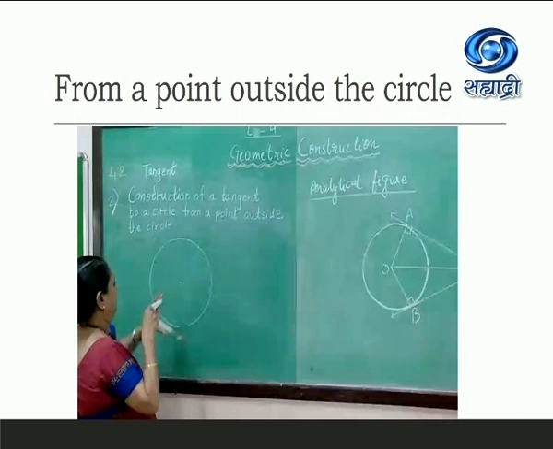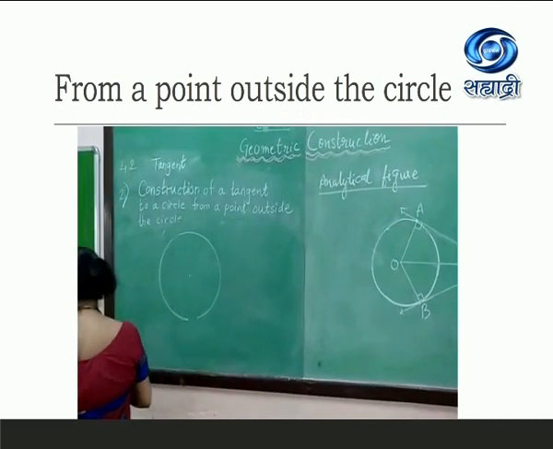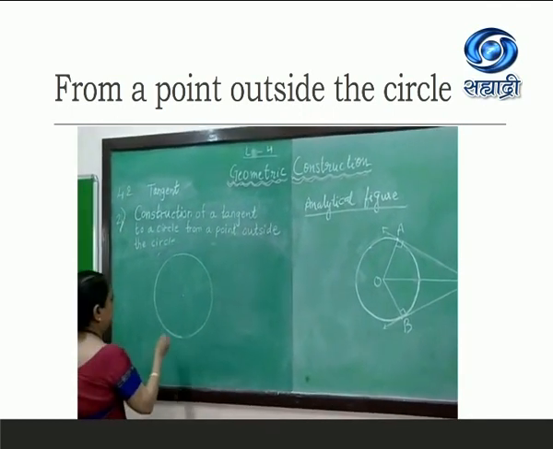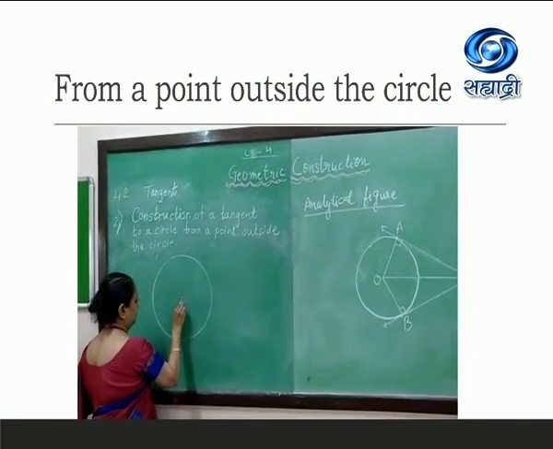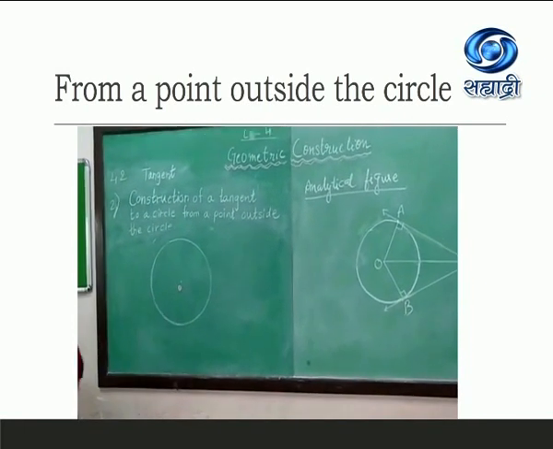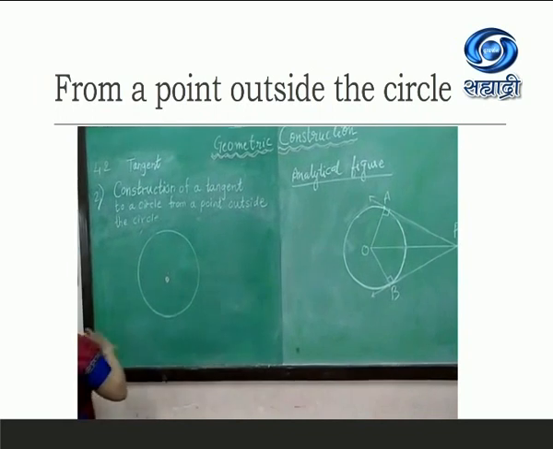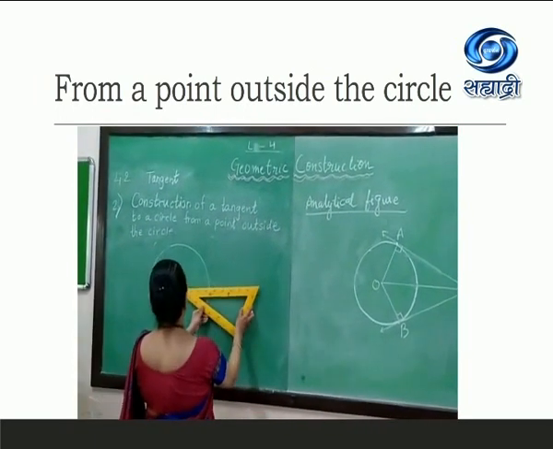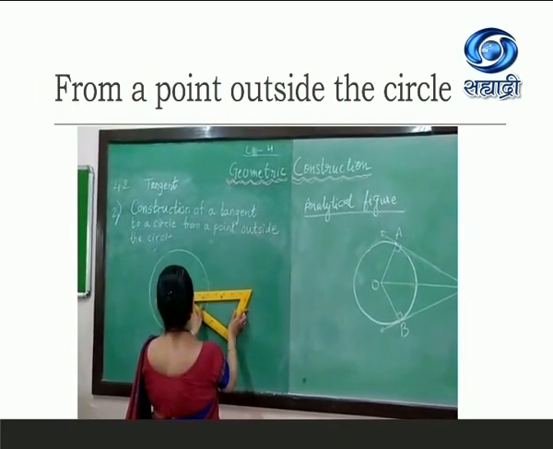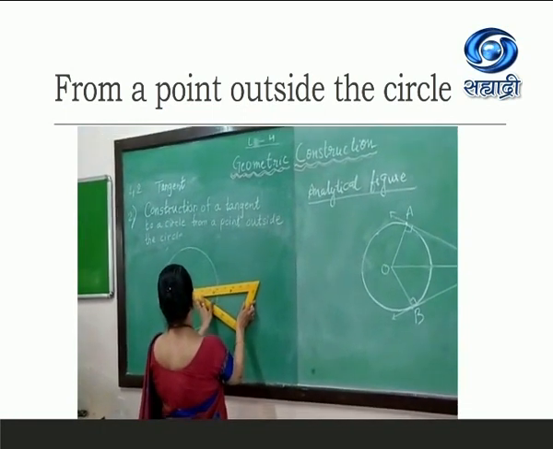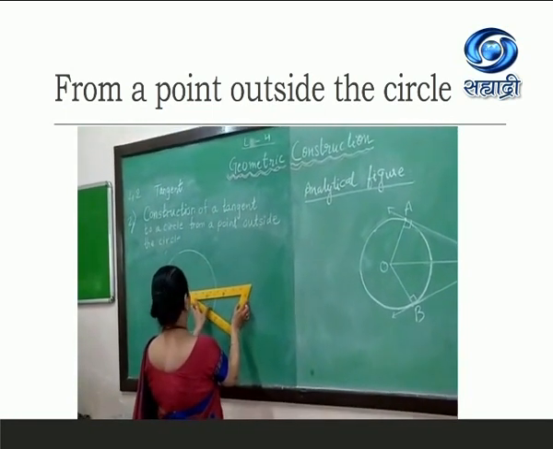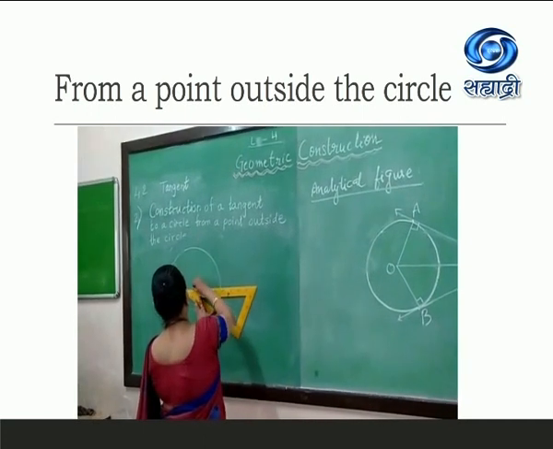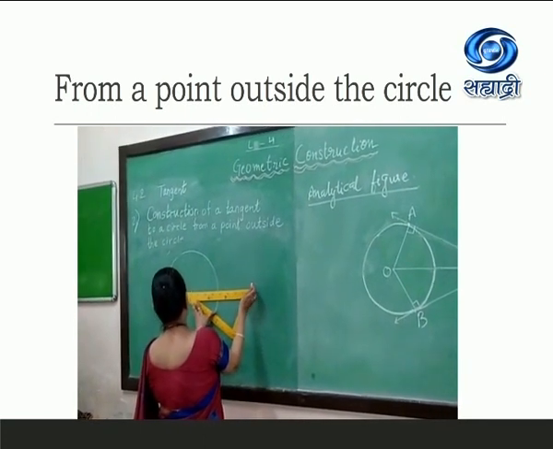Now let us see how. Come on, start doing it with the teacher. Construct a tangent to a circle from outside the circle. Let us see how. Draw a circle. Name the center. Suppose your center is O. Take point P somewhere outside the circle. Join O and P.